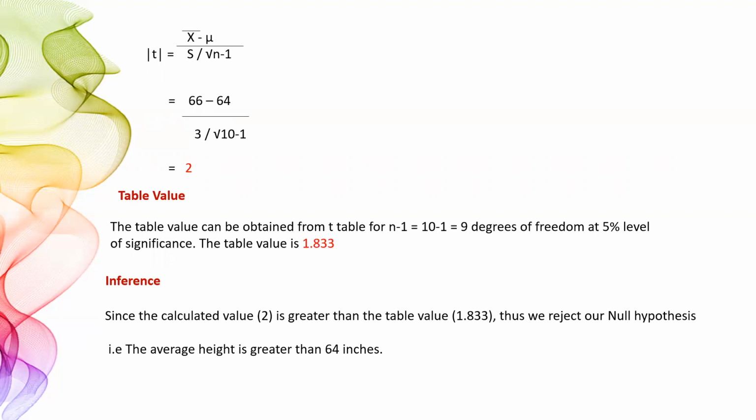So the next step is going for the table value. The table value can be obtained from the t table for n minus 1, which is 10 minus 1, 9 degrees of freedom at 5% level of significance. Here our table value is 1.833. So finally, we will conclude with the inference. The inference goes like this: since the calculated value 2 is greater than the table value 1.833, thus we reject our null hypothesis. That is, the average height is greater than 64 inches.